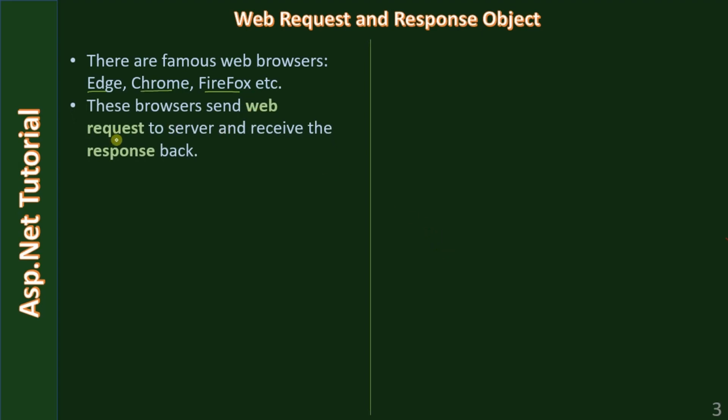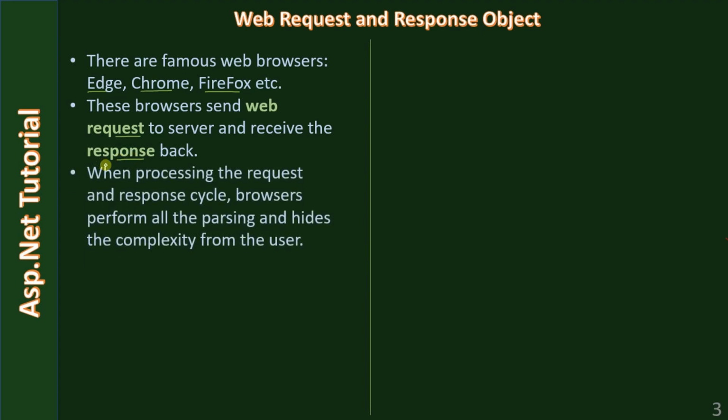This browser sends a web request to the server and receives the response back. So there are two objects we are talking about here. One is the request that goes from the browser to the web server, and the other is the response that comes from the web server to the web browser. When processing the request and response cycle, browsers perform all the parsing and hide the complexity from the user.